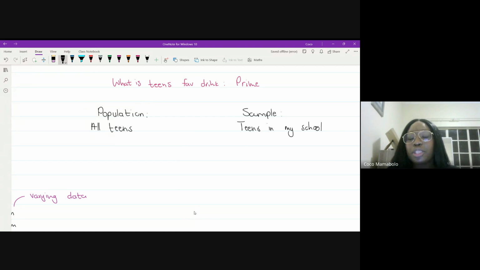So there's a difference between a sample and a population. Population would be all the people, and the sample would be the small bit that is at your school or something along those lines. Another example would be the difference between the trends in South Africa versus the global trend.